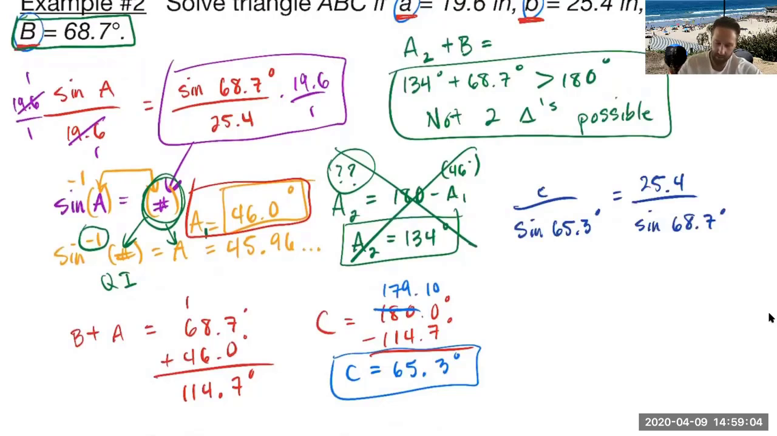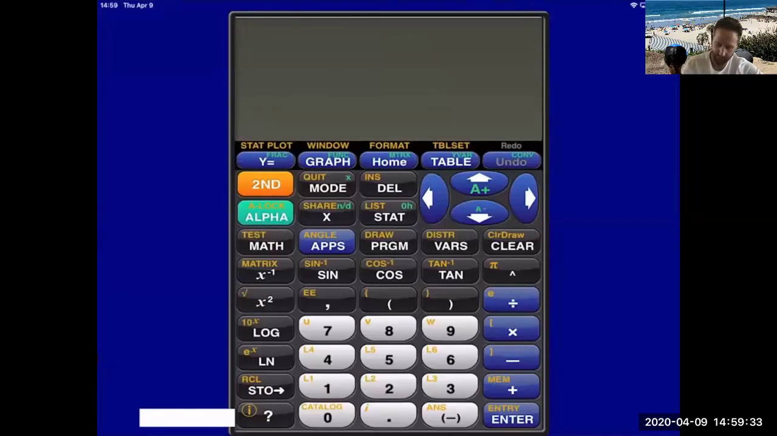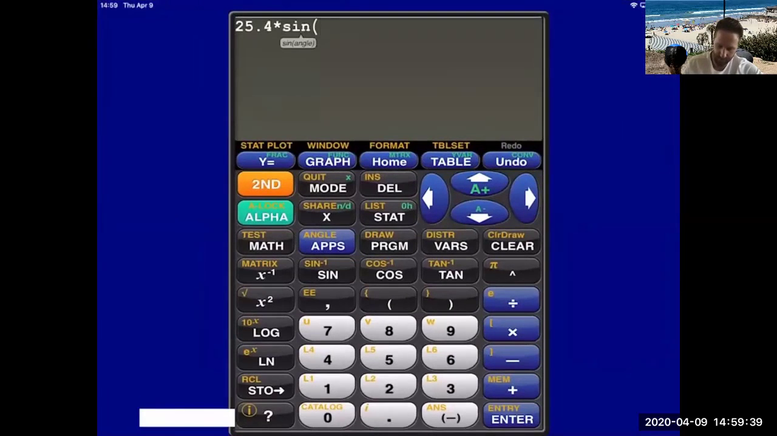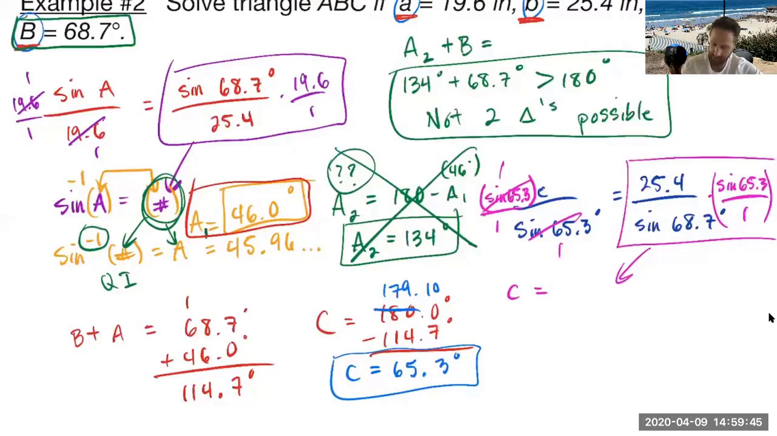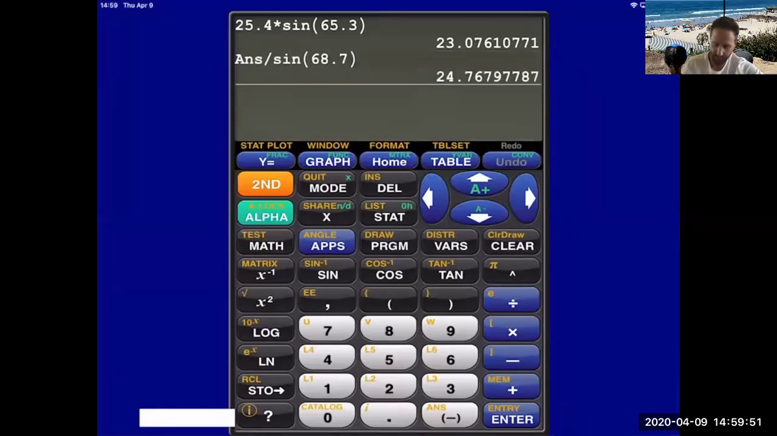Now again, make sure that you know what you're doing here, and you're going to have to multiply by this time the sine of 65.3, so that this all cancels out and we get little c, or side length C, is equal to this number here, which I'll go ahead and punch in my calculator real quick, which is 25.4 times the sine of 65.3. Then I will divide that by the sine of 68.7. And that gives me a side length of 24.8.